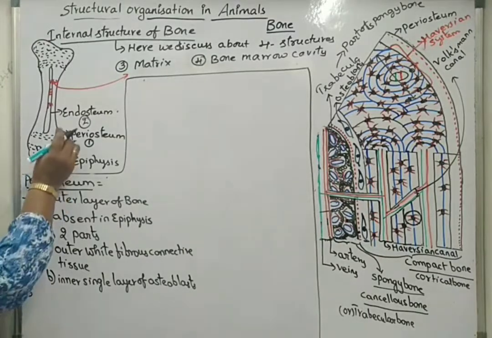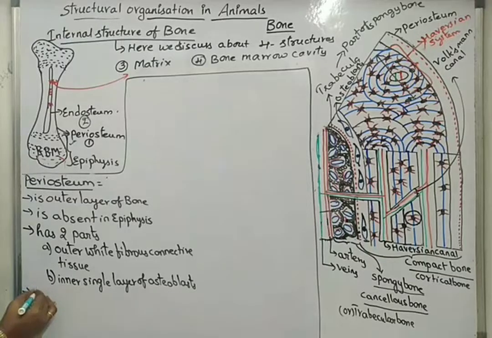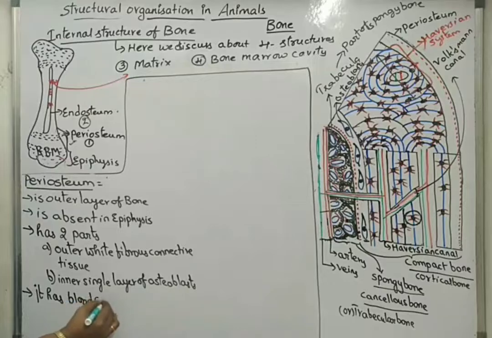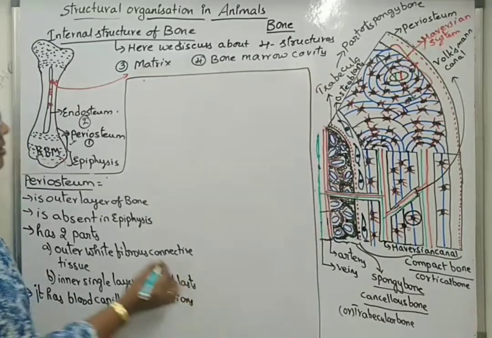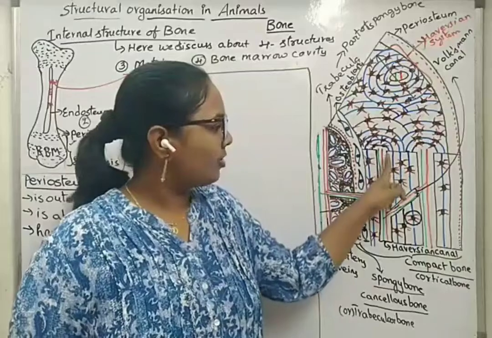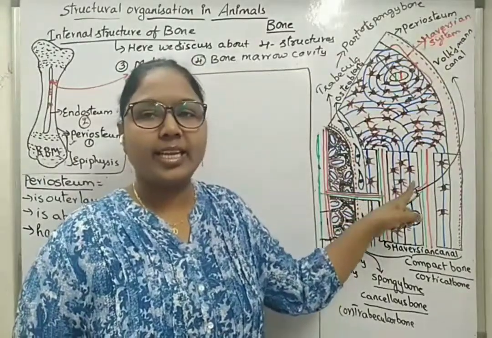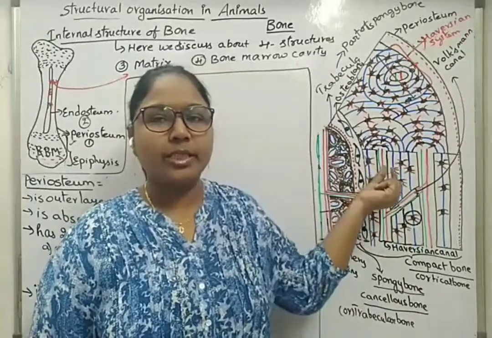Periosteum has contact with blood capillaries. It has blood capillary circulations, because here in case of osteons outside the Haversian canal, there is no blood circulation. Food material is just diffused into that area.